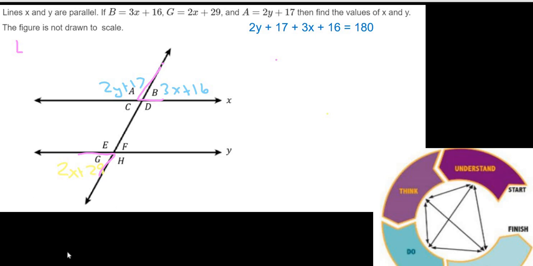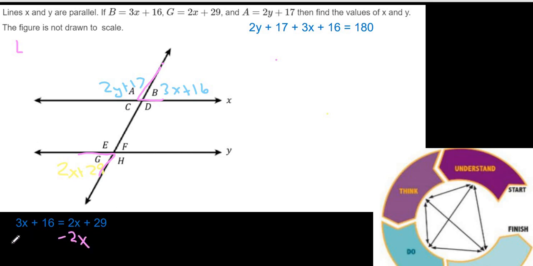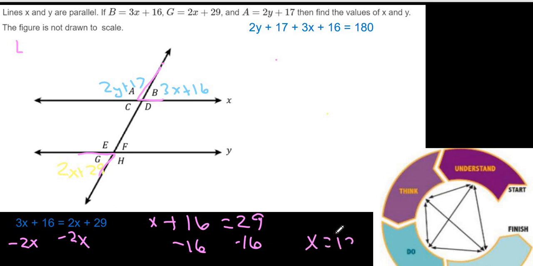So we can come over here to the side and say that 3x plus 16 equals 2x plus 29. And then we just go about solving this like a normal algebra problem. I like to get my letters to the left side first. So I would subtract 2x on both sides. That's going to give us 1x, or x plus 16 equals 29. Then we would subtract 16 on both sides to get x equals 13.